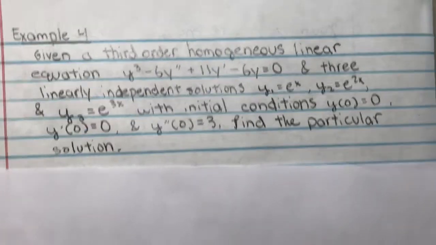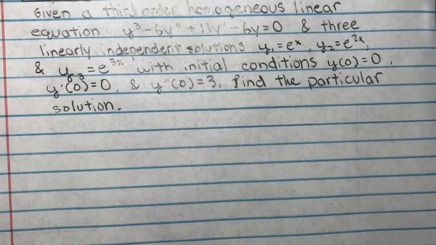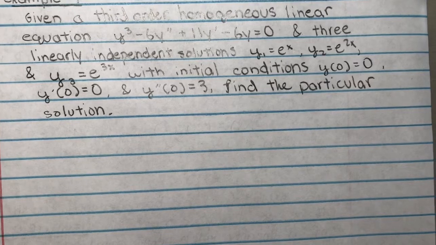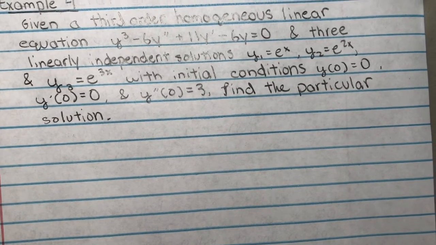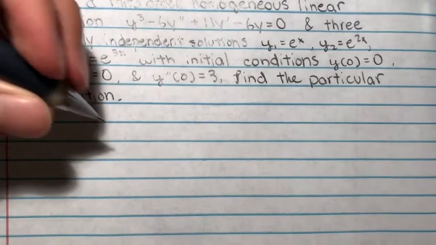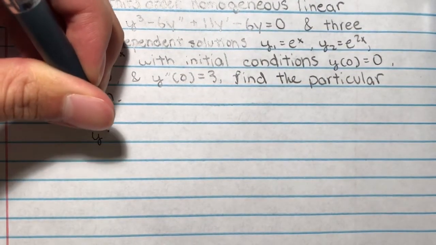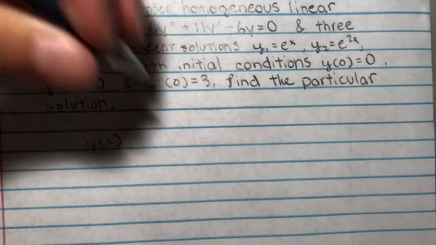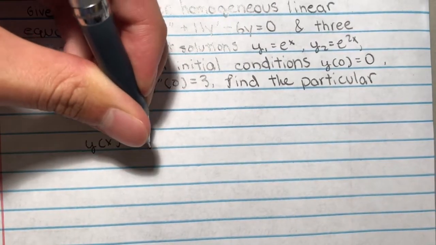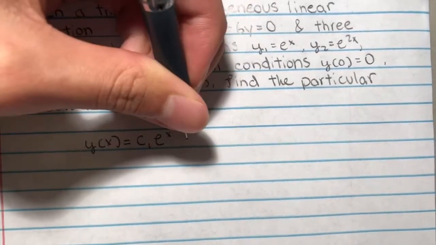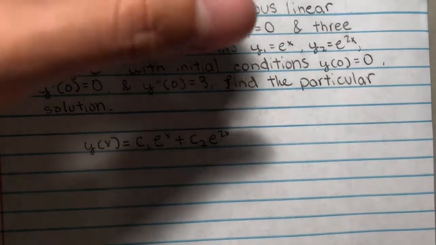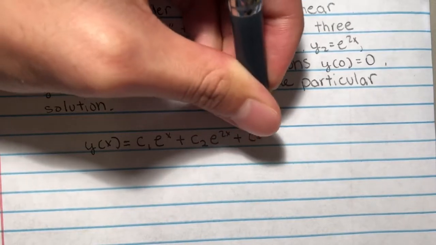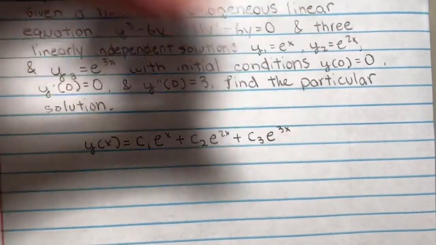Alright. So, based on Theorem 4, this particular solution is going to come in the form y of x equal to c sub 1 e to the x plus c sub 2 e to the 2x plus c sub 3 e to the 3x.